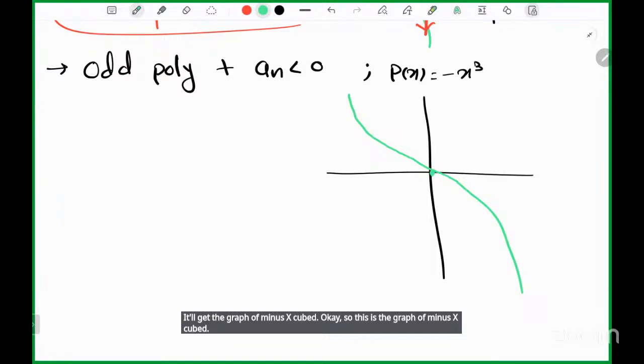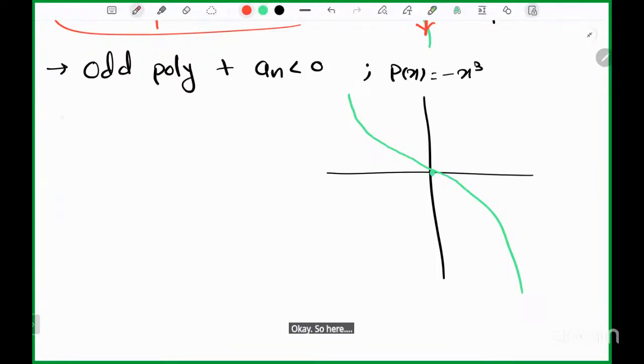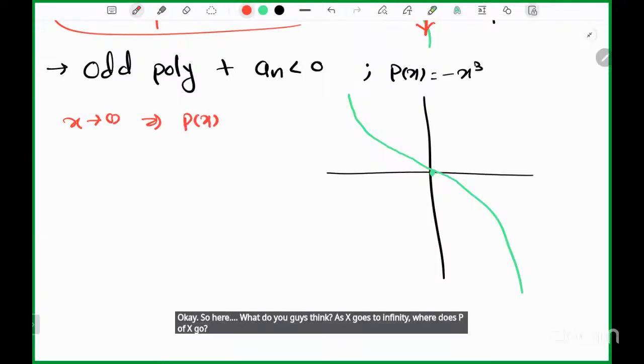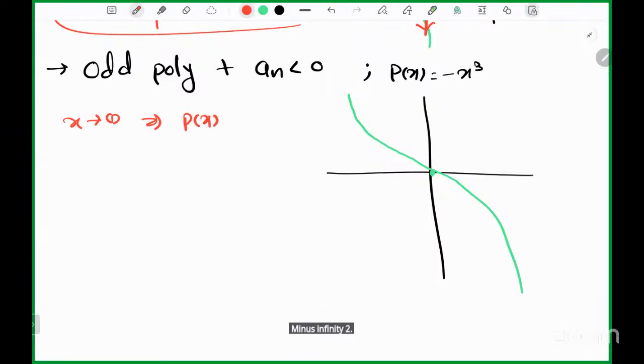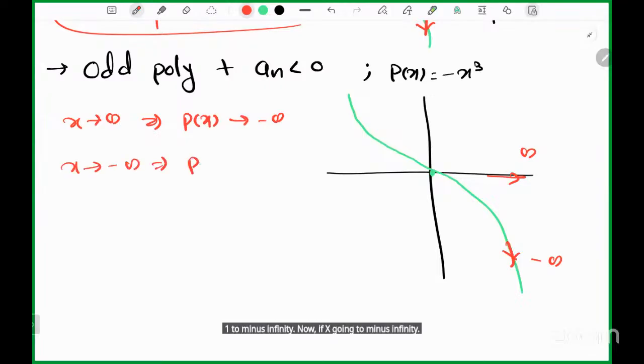Okay. So here, what do you think? As x goes to infinity, where does p of x go? Minus infinity, right? Just by the graph, this is going to minus infinity. Now, if x goes to minus infinity, where does p of x go? To plus infinity, right? By the graph, it's kind of clear. So this is the end behavior of any even or odd degree polynomial.